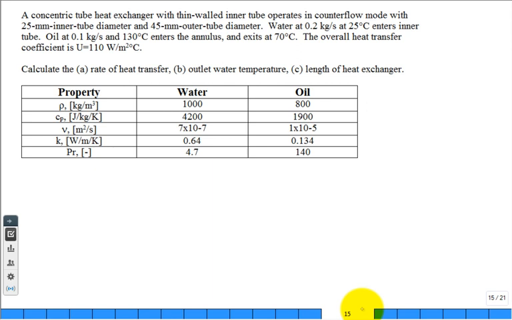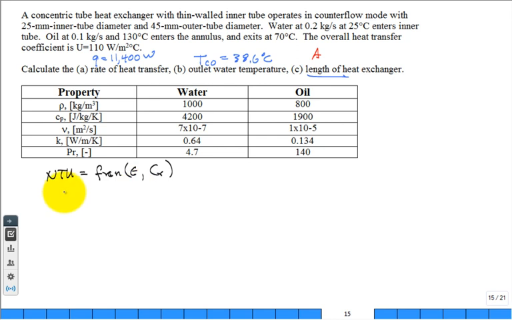So for part A, what did we get for our answer? It's 11,400. Yeah, so Q is equal to 11,400 watts. And the outlet temperature, temperature cold out, is 38.6 degrees C. How do I find the length of the heat exchanger? Well, is that asking us to calculate the area? Yeah. So the general relationship we're going to be doing is NTU as a function of the effectiveness and the ratio of heat capacity rates.